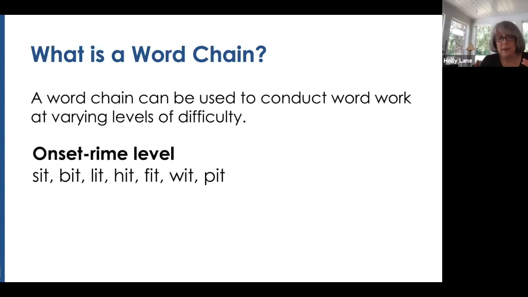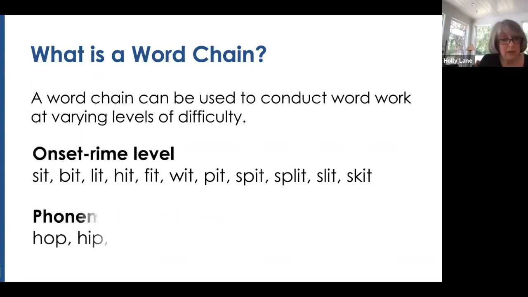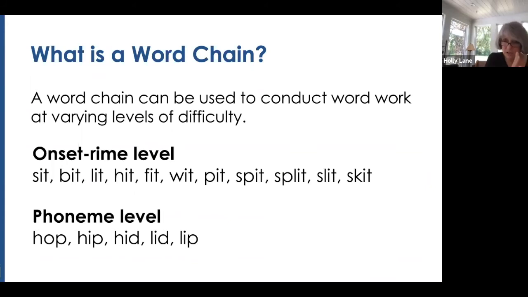I can increase the difficulty a little bit by having onsets that have more than one letter in them. That's a little bit trickier. Changing pit to spit and spit to split is a little trickier than sit to bit to lit to hit. When I get to the phoneme level, this is when I'm moving different parts of the word around. So I might just have the initial sound different, or it might be the medial sound, or it might be the final sound. And you see all of those represented here.